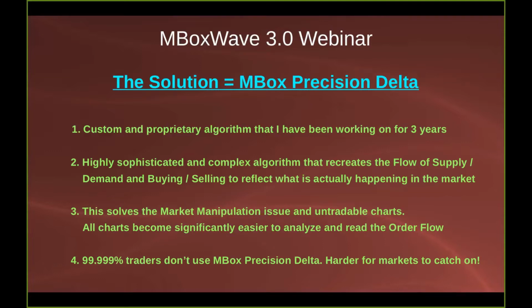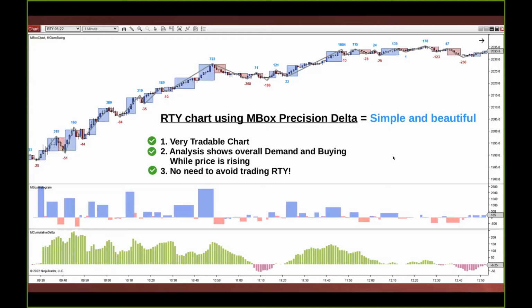So let me show you what I mean. This is the same RTY chart using MBox Precision Delta. I say that it is simple and beautiful because it becomes a very tradable chart. Analysis shows overall demand and buying while price is rising, which is very logical. There's no need to avoid trading this chart, right? So as you can see, even in the cumulative delta we got a lot of buying, and in the end, when price starts to chop here, we see that the buying subsides. So it gives us a pretty nice reading that the move is exhausted.